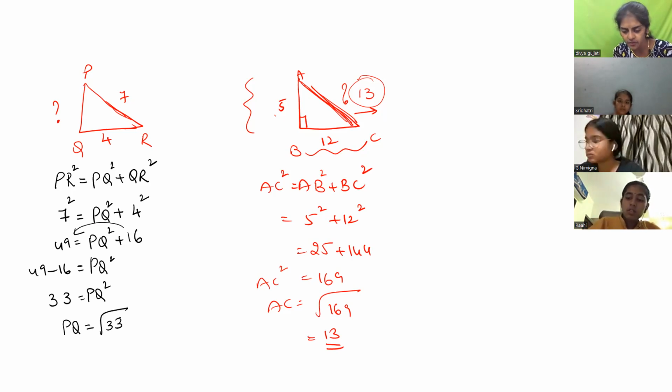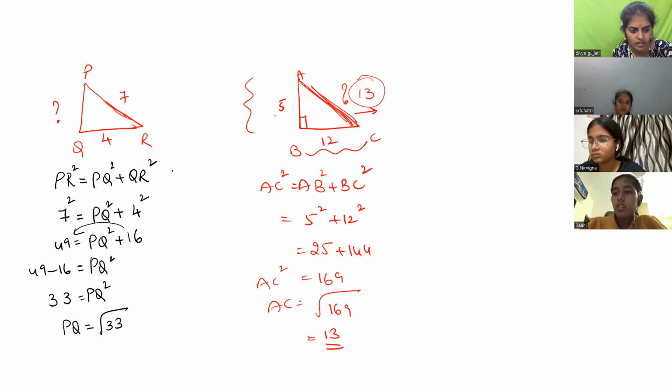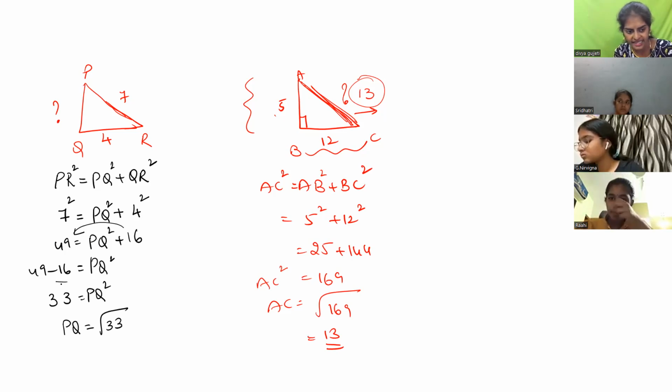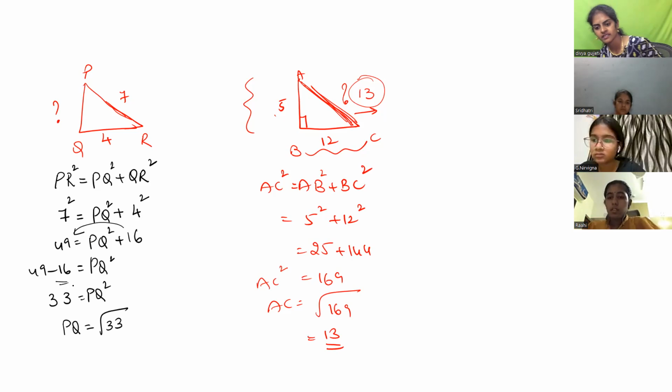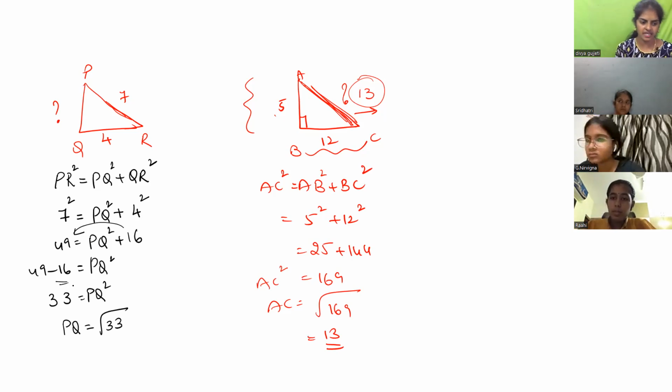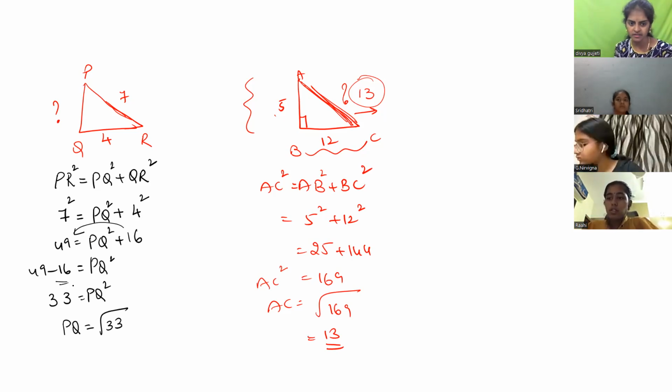What was your answer, Ahi? I said it is root 65. Okay, so I think you added 49 and 16. See? Yes. So when you're transposing to the other side, it needs to be subtracted, right? Okay, so that's the mistake. But otherwise, did you understand the concept?